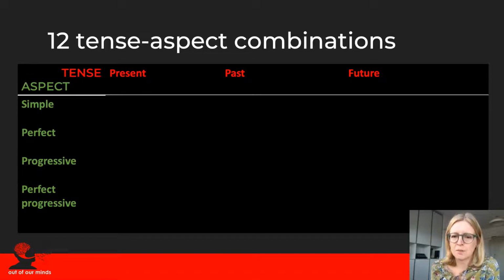Aspect, although more complex, can be explained in the same way. So the simple aspect is used to express a fact. The perfect aspect is for actions which are completed but retain some relevance to the present situation.